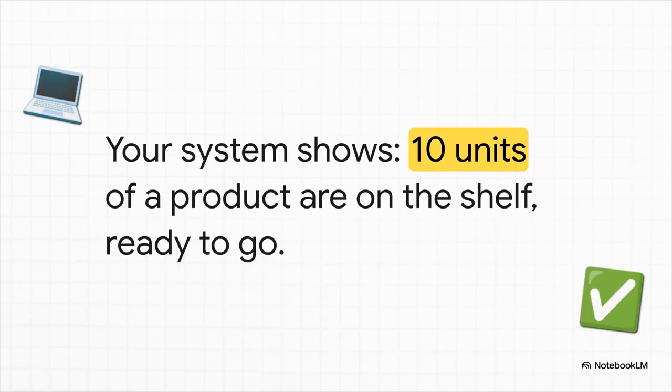Okay, picture this. It's a scene we've all been in. You check your inventory system and boom, it confidently tells you there are 10 units of your best-selling product just sitting there, ready to go. You've got a customer waiting, an order that needs to be fulfilled. On paper, everything looks absolutely perfect.